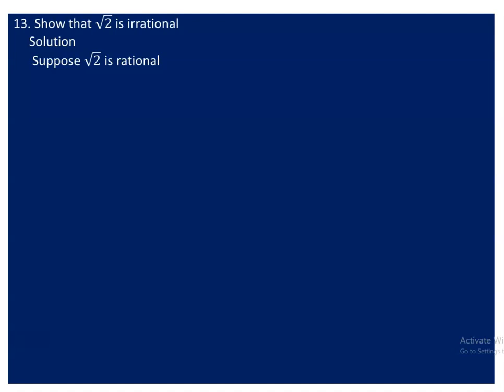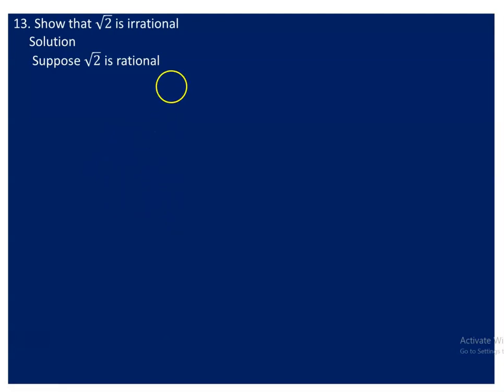So let's proceed. Suppose radical 2 is rational. Actually, this is wrong, but I'm now going to show you how this assumption turns out to be wrong in the middle of our calculation or in the final stage of our calculation.